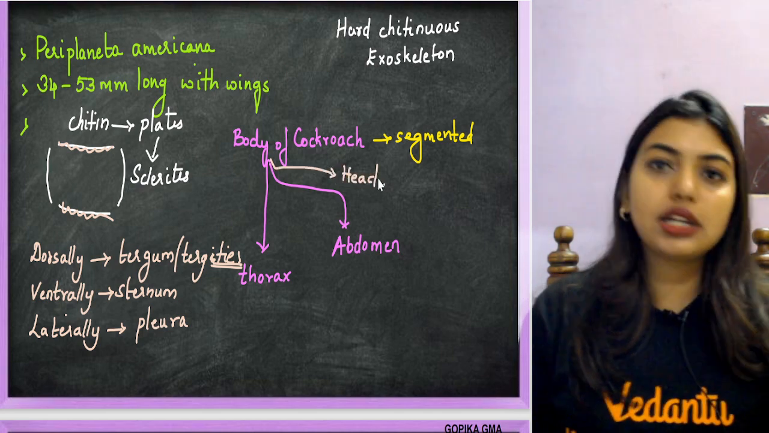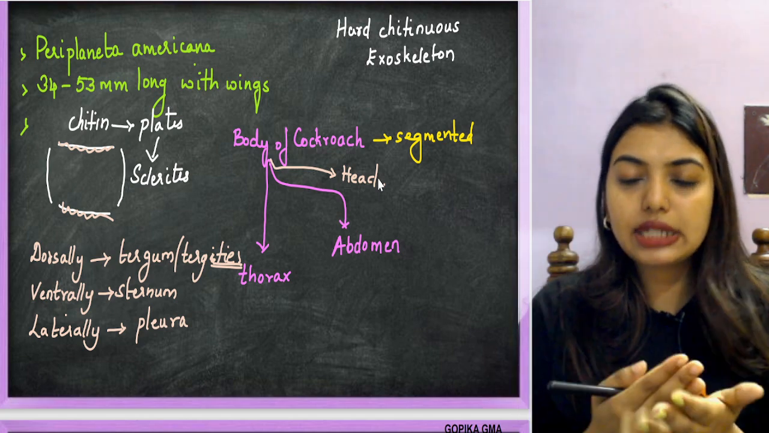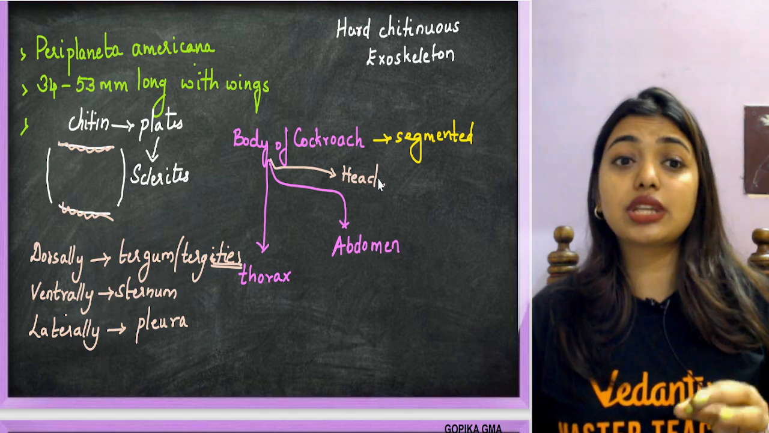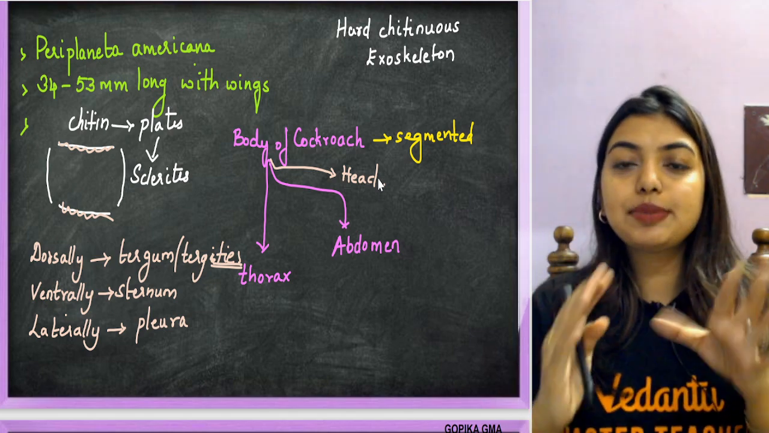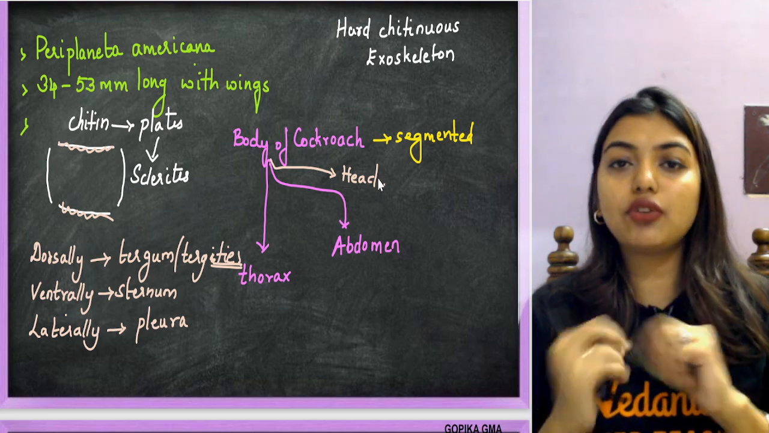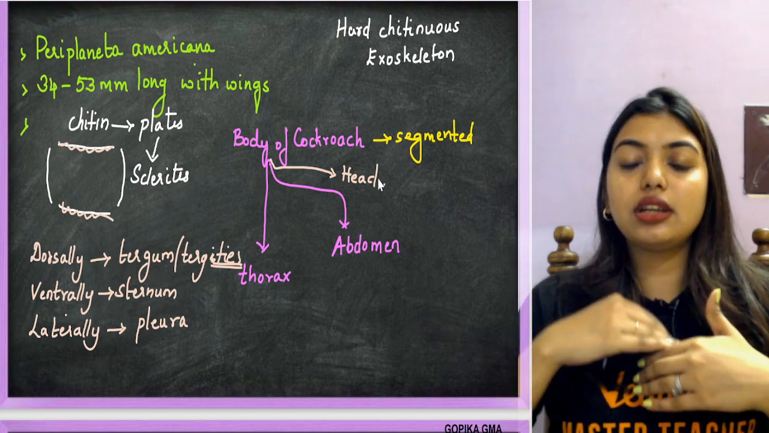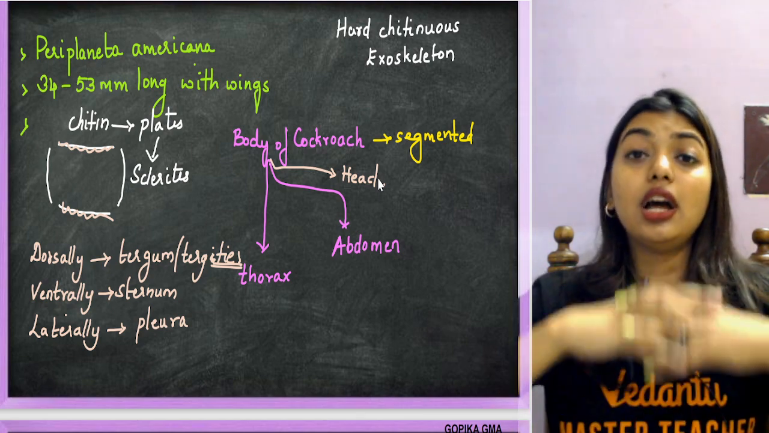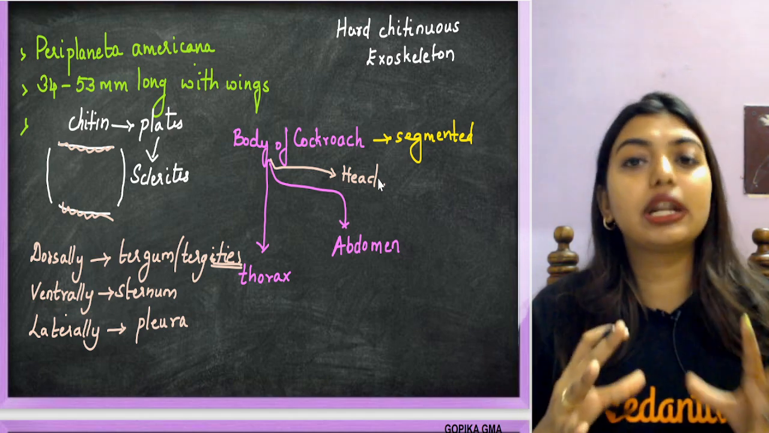I hope all of you are understanding. So body is divided into head, thorax and abdomen. Now they are telling that the entire body is covered by hard chitinous exoskeleton, and that chitin has formed itself as plates, and these plates have covered all the sides of the cockroach. That is, laterally they have been covered with pleura, ventrally and dorsally they have been covered with sterna and terga. So this will make sure that the cockroach is well protected.